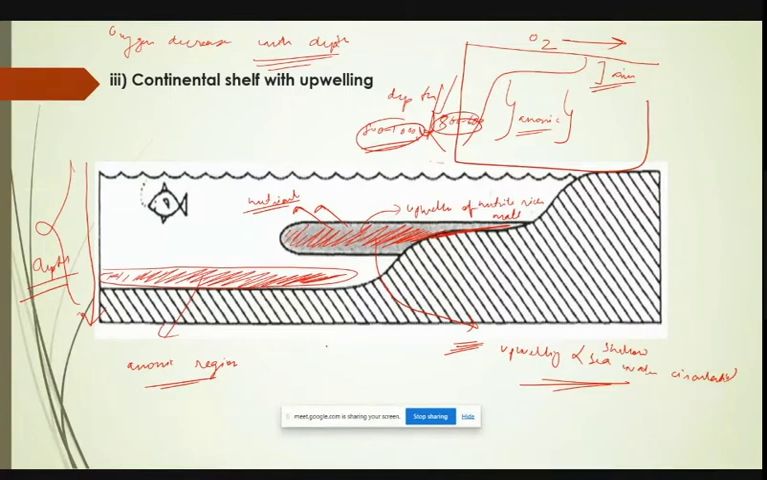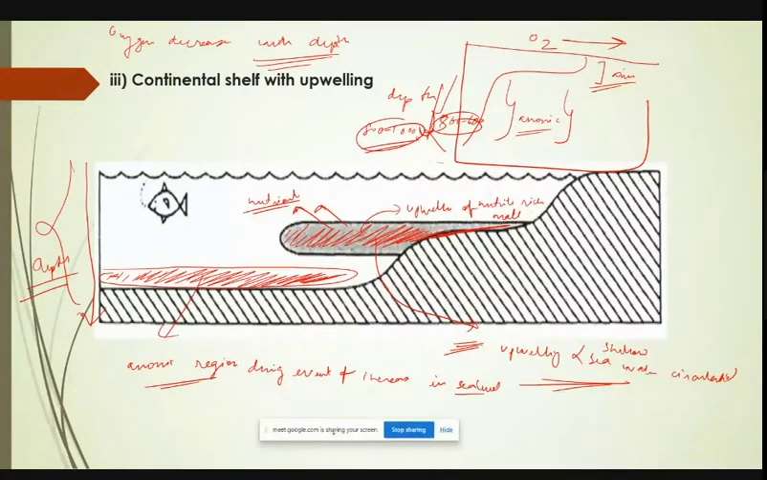So what happens is, during an event of increase in sea level, if there is an increase in sea level due to reasons such as tectonics, what will happen is the anoxic water will go up.